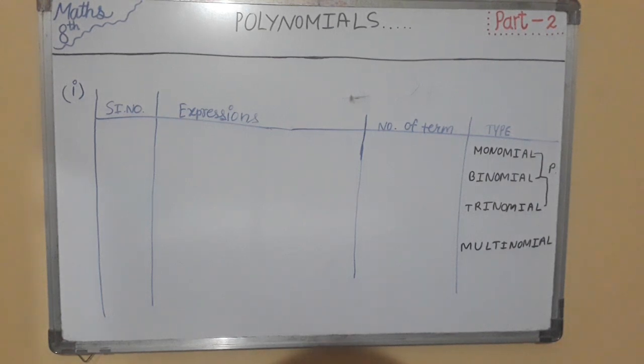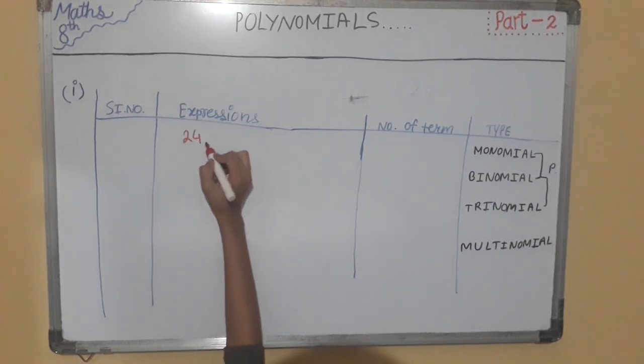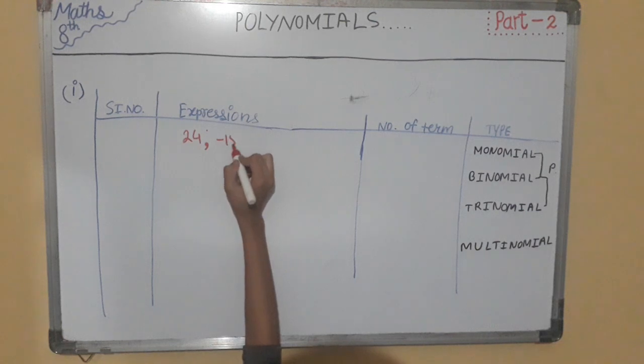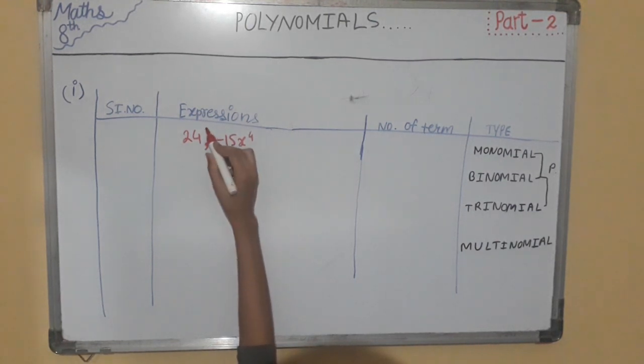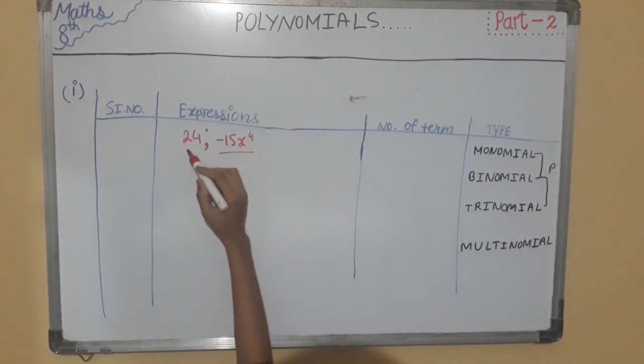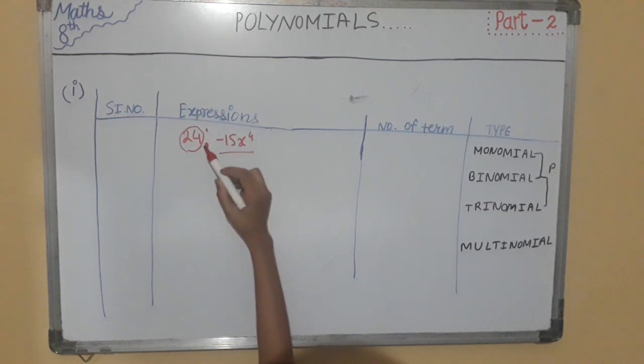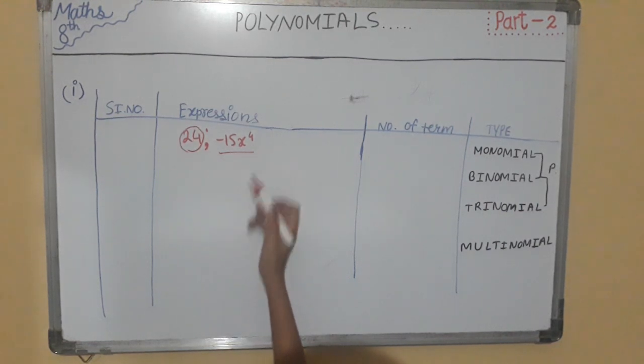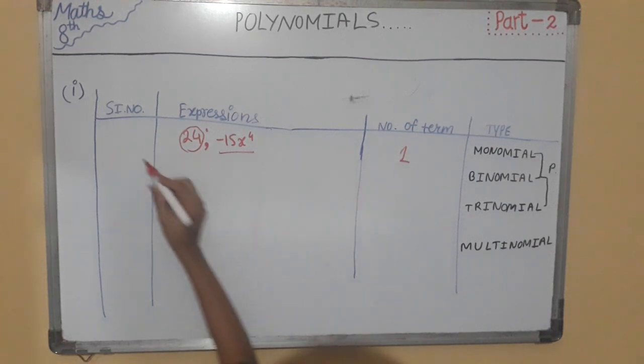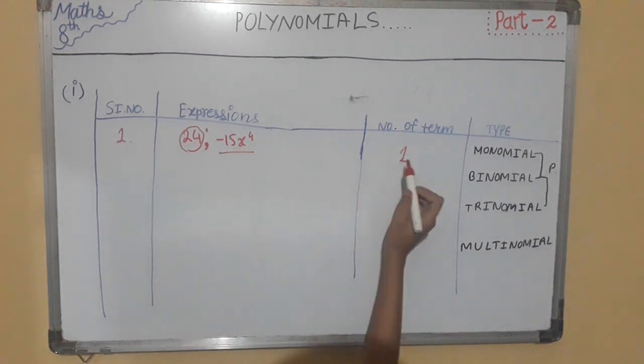Monomial means if in an expression only one term is given, for example 24 or minus 15x raised to 4. These are only one term. This is the first example, and the next example is minus 15x raised to 4. Here the number of terms is 1 and the type is monomial.